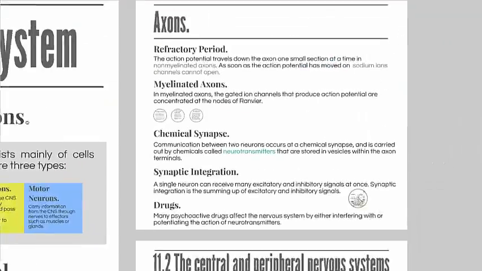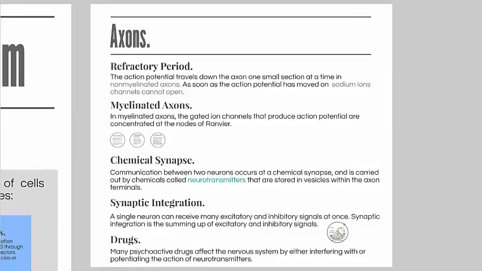Within the axons, there are concepts such as refractory period, in which the action potential travels down the axon one small section at a time in a non-myelinated axon. As soon as the action potential has moved on, the previous section suffers a refractory period during which sodium ion channels cannot open, resulting in the forward movement of the action potential. During the refractory period, the membrane potential is more negative than resting potential, or hyperpolarized. When the refractory period is over, the sodium-potassium pumps move sodium back out of the axon and potassium back in, returning the axon to resting potential.